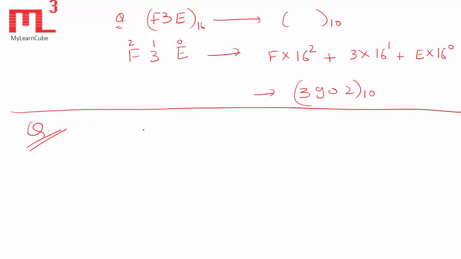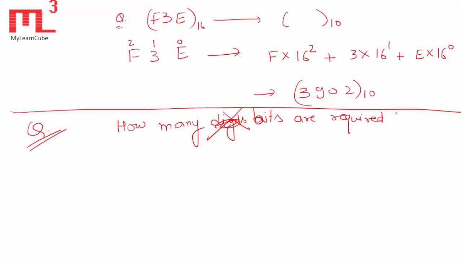Now there is also a good question. The question is, how many bits are required to represent 7927 base 10 in binary?